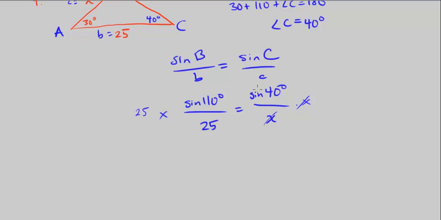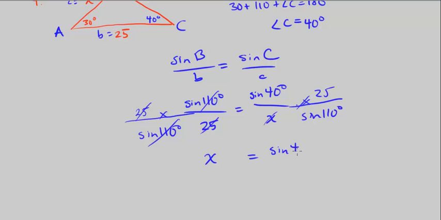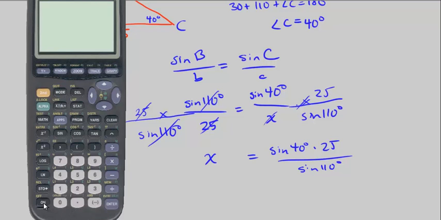Multiply 25 by both sides, it cancels there. Divide both sides by sine of 110, it cancels here, right? So I'm left with x on the left, everything else canceled: sine of 40 degrees times 25 over sine of 110 degrees. Bring out my calculator, plug that in.